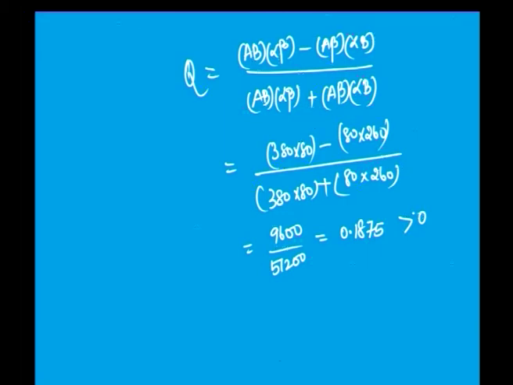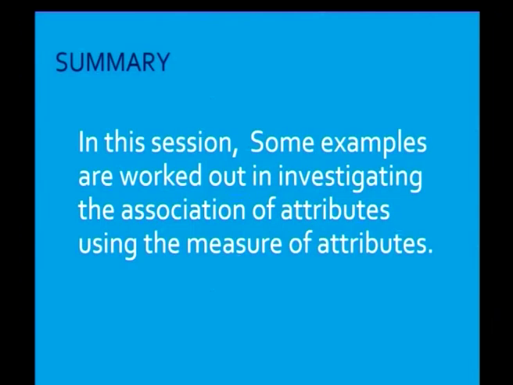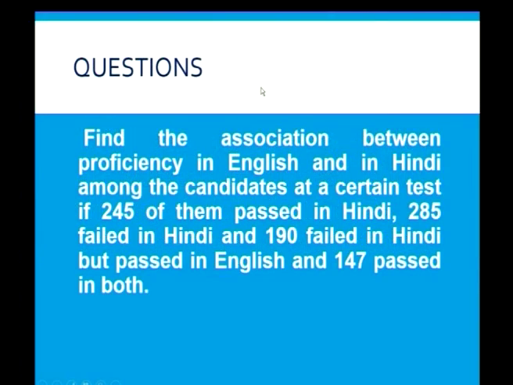Next, summary. In this session, some examples are worked out in investigating the association of attributes using Yule's coefficient of association, that is, measure of attributes. We have discussed by finding the delta value that when it is greater than 0 it was positively associated, and when it was a negative value then it is negatively associated. So, based on the discussion in this session, the following question is often repeated.